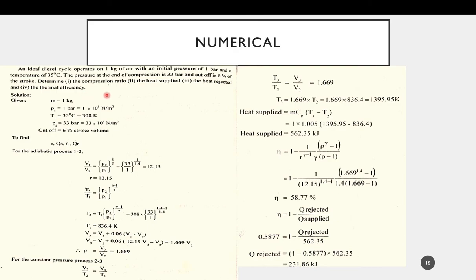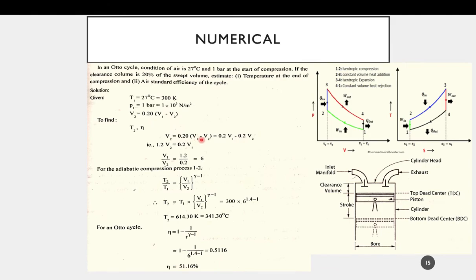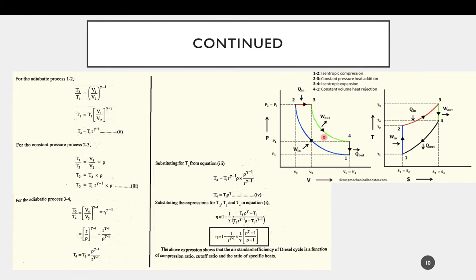In order to solve the problem, first identify the cycle. The cycle is a diesel cycle. Given the question, you can draw the diesel cycle on PV and TS diagrams. The mass of air is 1 kilogram. After drawing the PV and TS diagrams, we will see the given quantities: mass of air is 1 kilogram, with an initial pressure of 1 bar and temperature of 35 degrees Celsius.